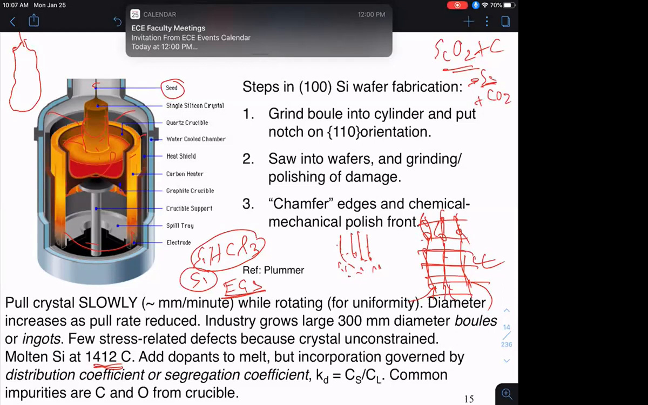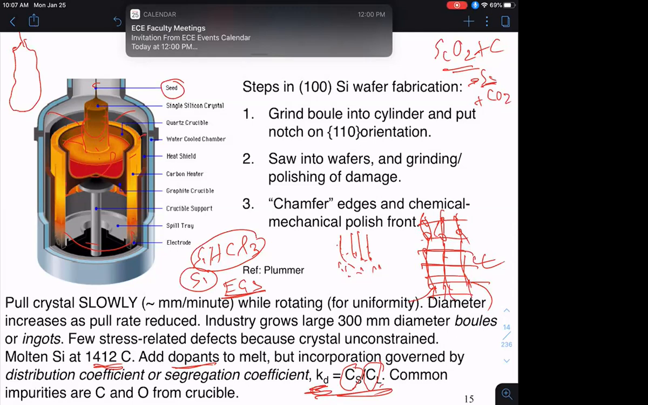Next, after you pull this crystal, and there's a lot of details that I'm not getting into that you should read, even though I'm not going to test you on it, you can dope the crystal. By adding, say, boron in the melt, a certain ratio of that gets incorporated to make it p-type silicon, or you can dope it with a donor like arsenic to make it n-type at the right levels, and so on and so forth. Okay, where the concentration in the solid is determined by the concentration in the liquid phase. The two are not exactly the same. It's given by a ratio called the segregation coefficient or the distribution coefficient.